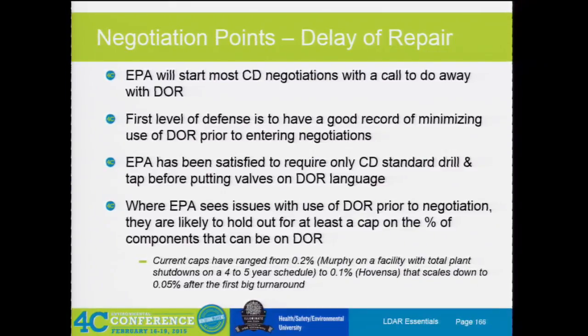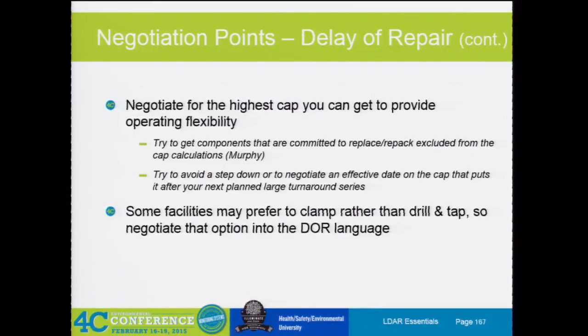3% cap is kind of what the rule states. I think they've been looking at these. Yep, current cap's in the range of 0.2%. So they've been looking at these numbers and seeing if you've been taking advantage of these DOR numbers. And they've been lowering some people's caps so that you can't just put everything on DOR and get away with it. They're wanting everything monitored. Negotiate for the highest cap you can for the DOR stuff.